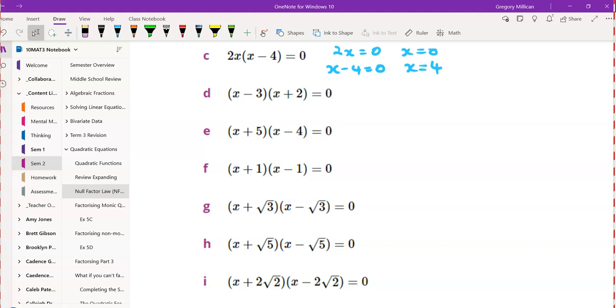Alright, so just work, okay, do D to F to start with. What I want you to do, identify the two factors, really simple. Let them equal 0, work out what x is, and then put them into the graph and just make sure that what you got for x matches the roots.